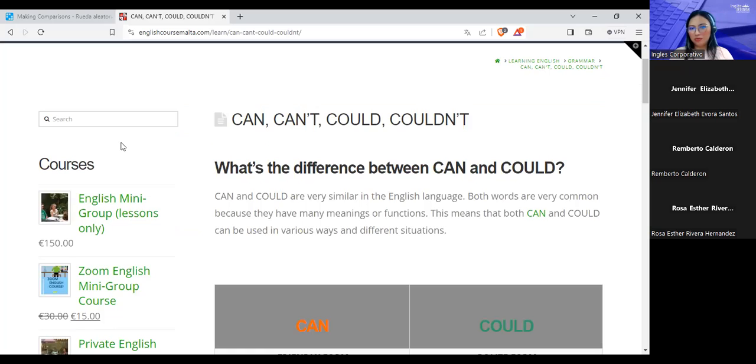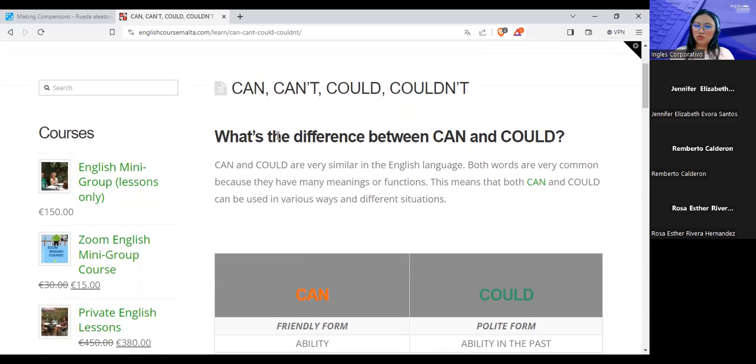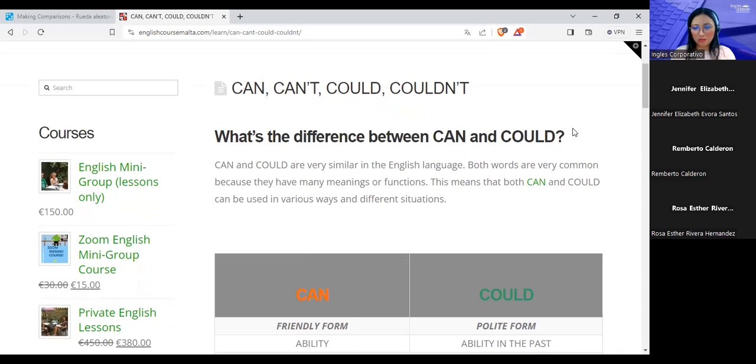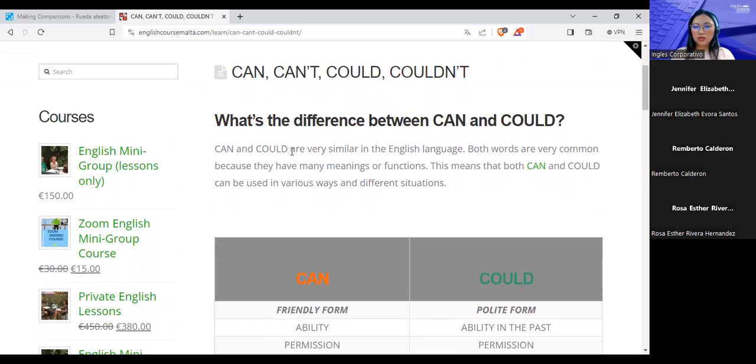Leí esta información y me gustó mucho. Teníamos el uso de los verbos modales can and can't, could, y teníamos el verbo modal en negativo. When are we going to use it? As you may see, you may be asking, so what's the difference between can and could? Creo que ya lo comprendimos. Can and could, as you may see, they are very similar. Both words are very common, because they have many meanings or functions.